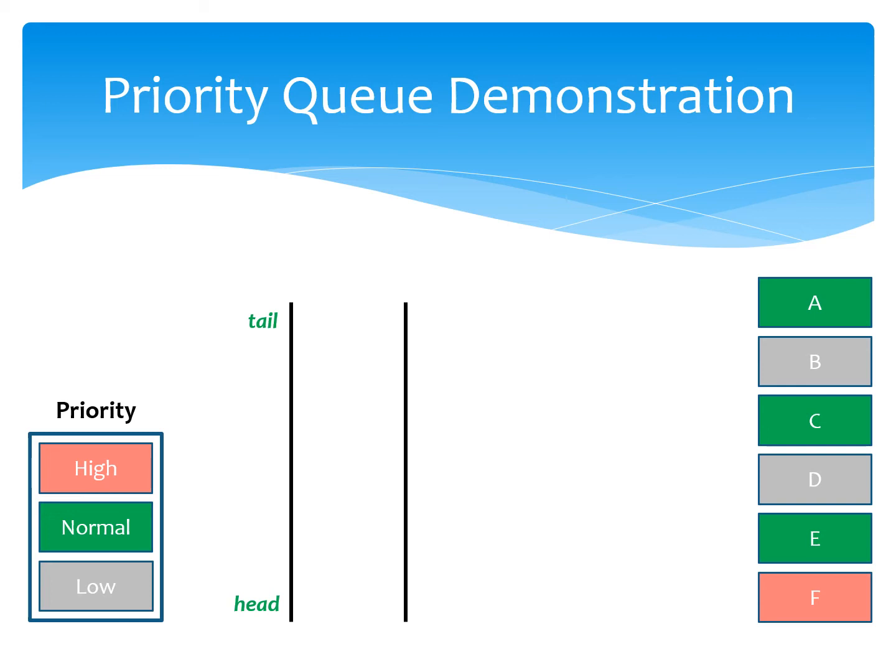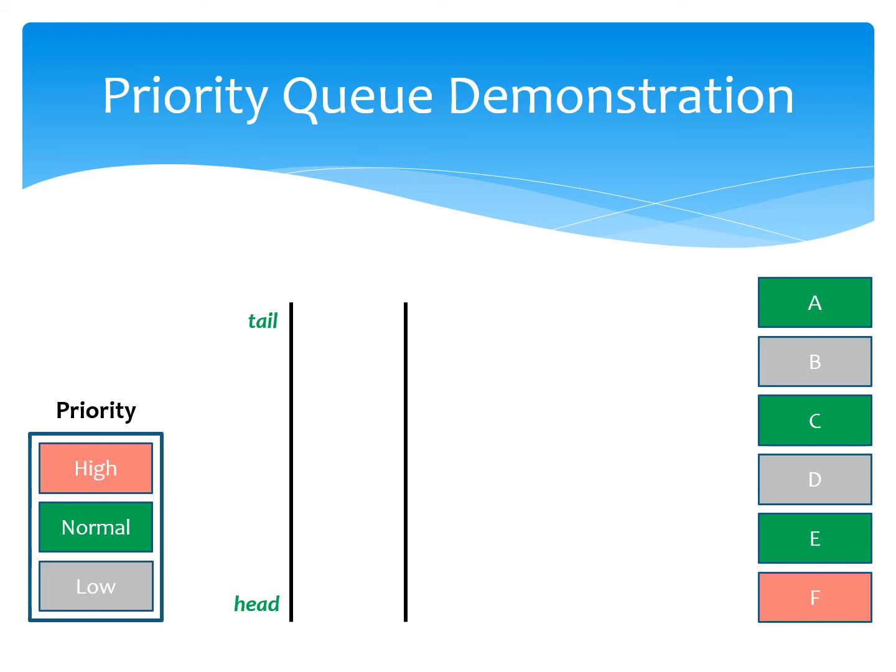We have a set of tasks represented as A to F with different priority levels. For instance, task A is a normal priority. Task B is low priority, and task F is high priority. Tasks A to F are submitted to the queue in alphabetical order.